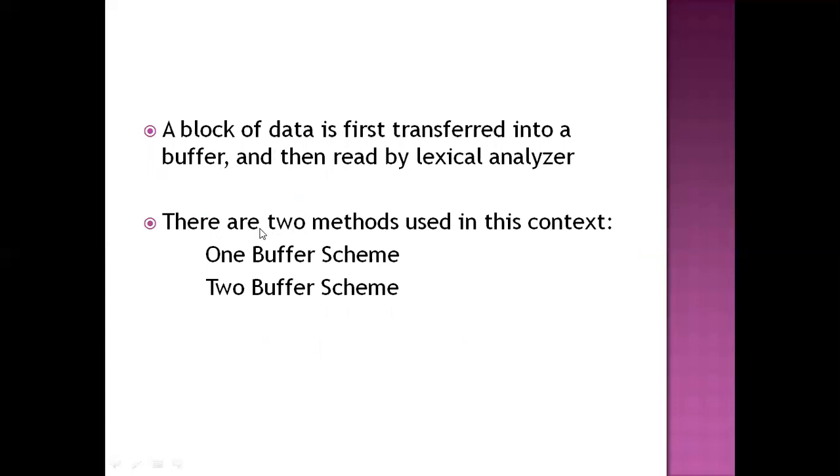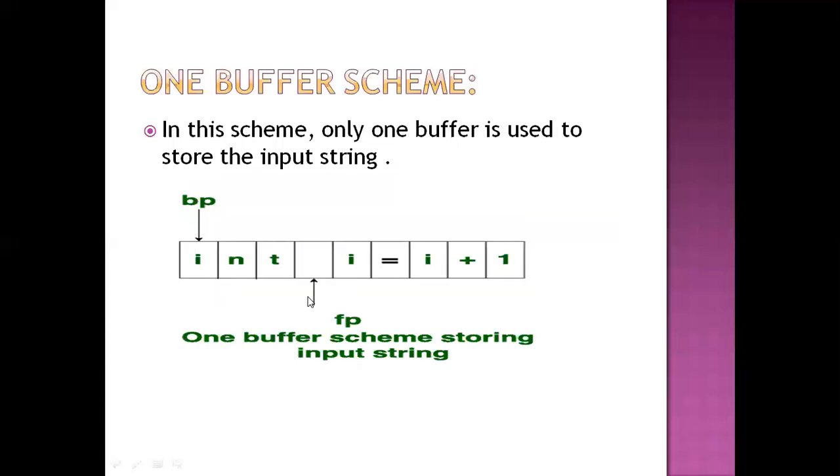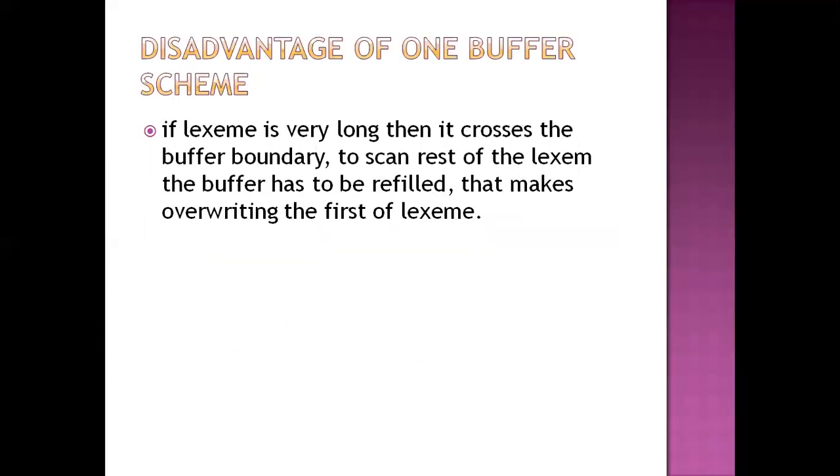In this buffering there are two schemes, the one buffer scheme and the two buffer scheme. One buffer scheme means only one buffer is used for reading, and two buffer scheme means two buffers are used. Here, one buffer is used to store the input string. Using the forward pointer and the begin pointer, it scans the entire string using one buffer. Then what is the disadvantage of this one buffer scheme?